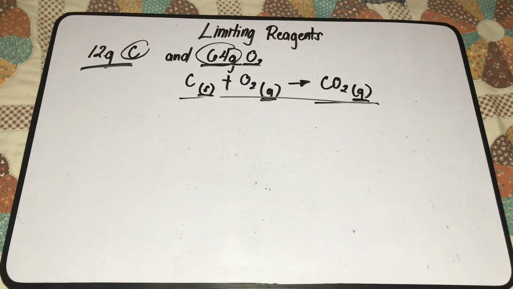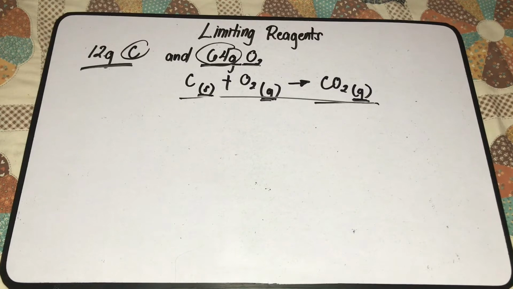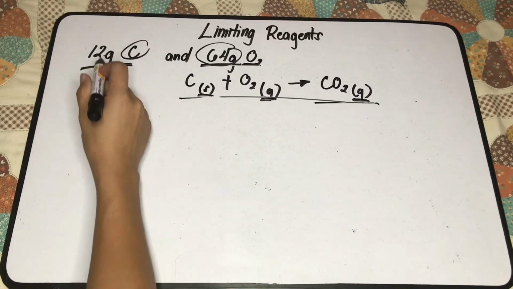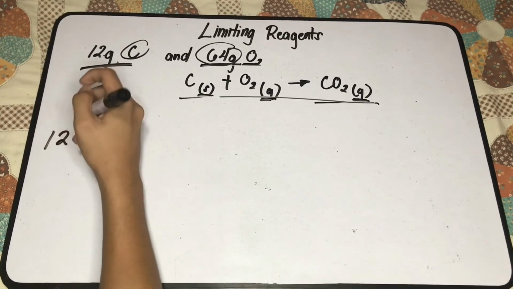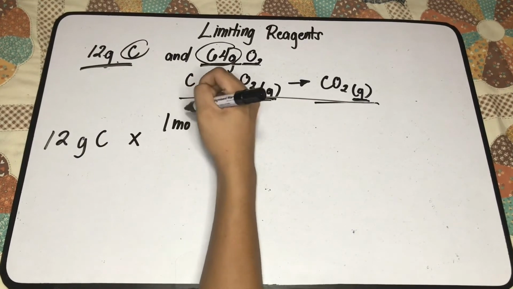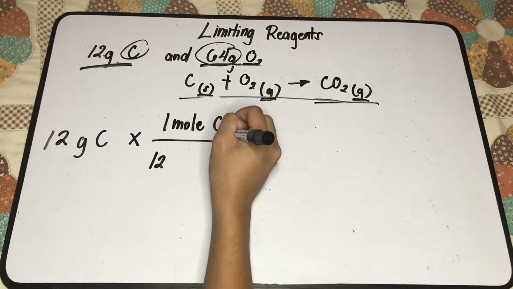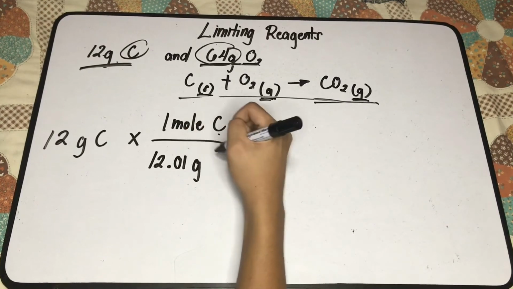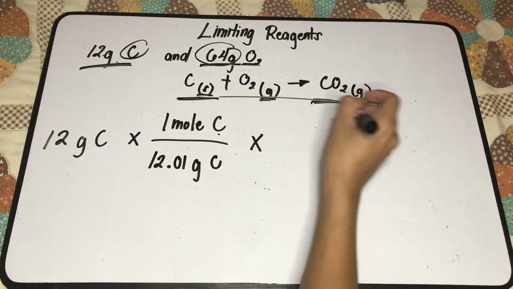Our last number, which is letter B, how many grams of carbon dioxide will be formed from 12 grams of carbon and 64 grams of oxygen gas. So, kung ano yung limiting reagent, yun yung gagamitin natin sa formula, which is 12 grams. Si carbon. Kasi si carbon yung limiting reagent natin. So, 12 grams of carbon, we're just going to multiply this sa 1 mole. Kasi isang mole ng carbon, makakaproduce ng carbon dioxide, isang carbon dioxide. Ano nga yung molar mass ng carbon? 12.01 grams per carbon multiplied by, so sa isang carbon na magagamit natin, meron tayong magagawa na isang carbon dioxide.